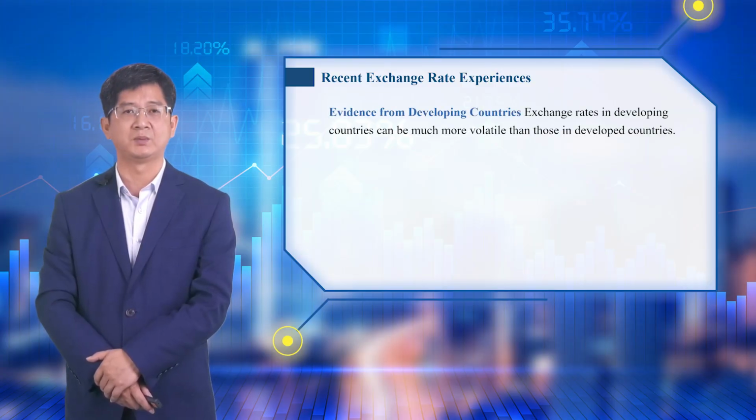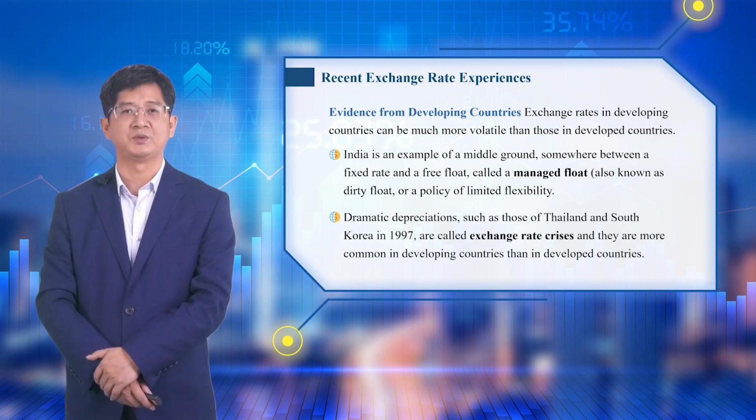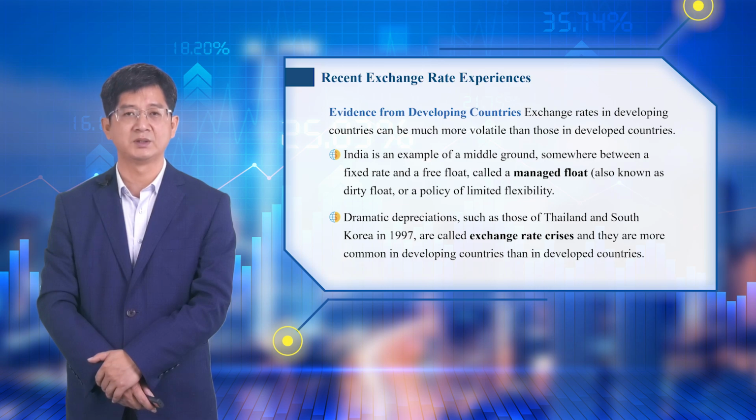Exchange rates in developing countries can be much more volatile than those in developed countries. India is an example of a middle ground, somewhere between a fixed rate and a free float, called a managed float, also known as a dirty float, or a policy of limited flexibility. Dramatic depreciations, such as those of Thailand and South Korea in 1997, are called exchange rate crises, and they are more common in developing countries than in developed countries.